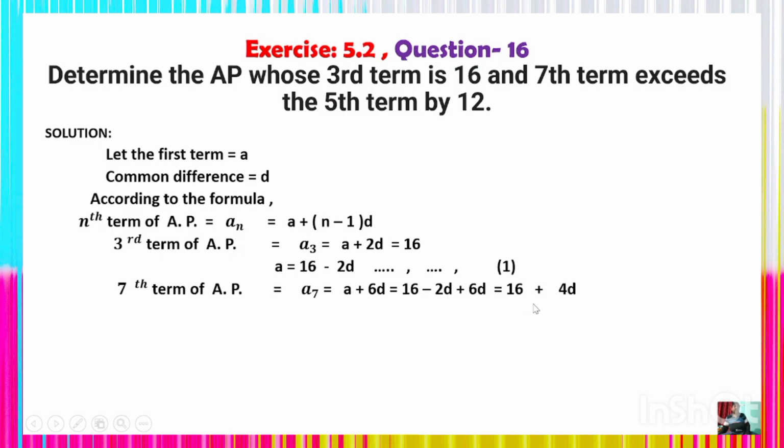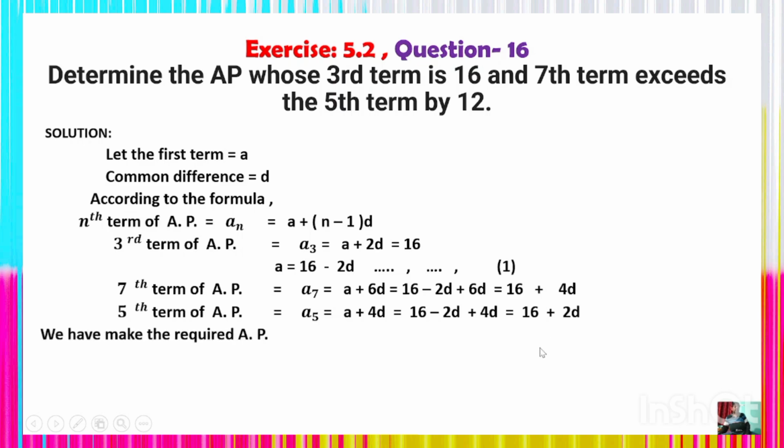Thus we get A7 is equal to 16 plus 4D. Similarly, the fifth term of the AP, A5, is equal to A plus 4D. In place of A, you can write 16 minus 2D. Look here, 16 minus 2D plus 4D, which is 16 plus 2D. The seventh term of the AP is 16 plus 4D and the fifth term is 16 plus 2D. So we have to make the required AP, an arithmetic progression.